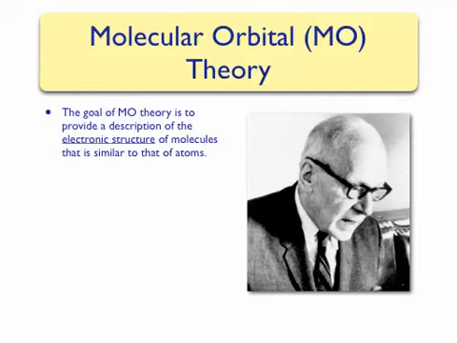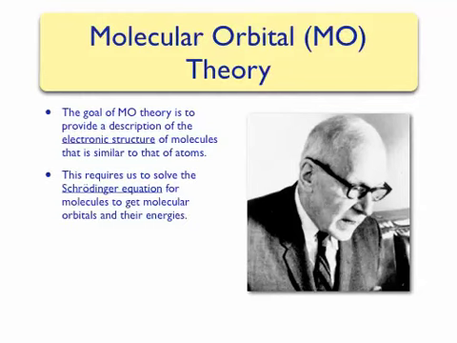Recall that atoms have their electrons distributed through orbitals. We can write electron configurations to show where electrons are energetically. In molecular orbital theory, therefore, we would have to come up with molecular orbitals that describe where electrons are in molecules. As with atomic orbitals, this would require us to solve the Schrödinger equation for a molecule. This would give us the molecular orbitals and the energies of the orbitals.